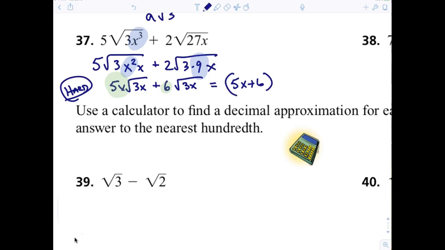I need that in parentheses. And then I need a square root of 3x right there. Now listen to me. That's more of an algebra 2 problem. All right, that was kind of hard. Now if you don't put parentheses around it, it's incorrect. So that's the correct answer for 37.